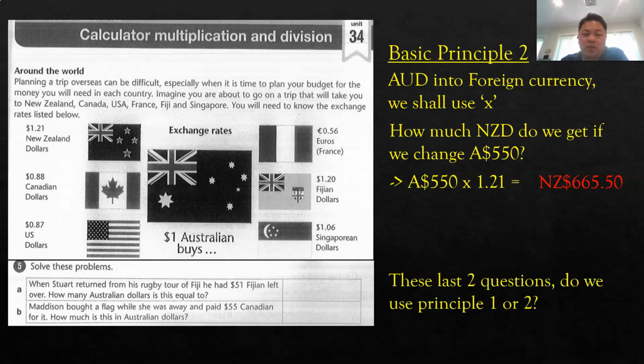The last two questions, read them on your own. Do you use principle 1 or principle 2 to solve them? Try it on your own.